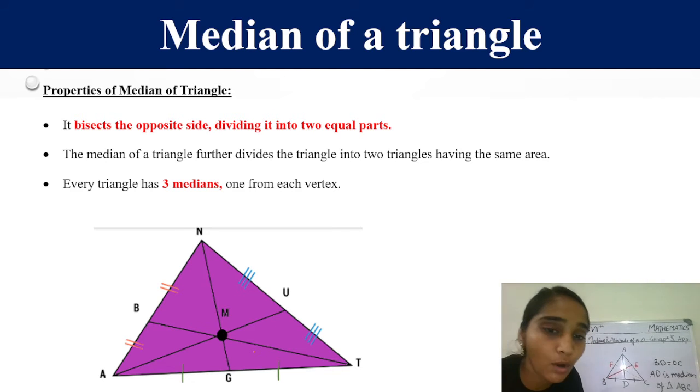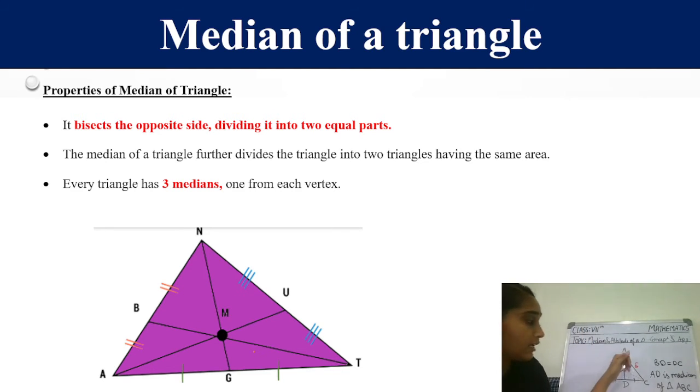Yes, this is one of the properties. Also, we are saying that it bisects the opposite side into two equal parts. That BE will also bisect AC into equal parts AE and EC. Yes, and students, the median of a triangle further divides the triangle into two triangles having the same area.